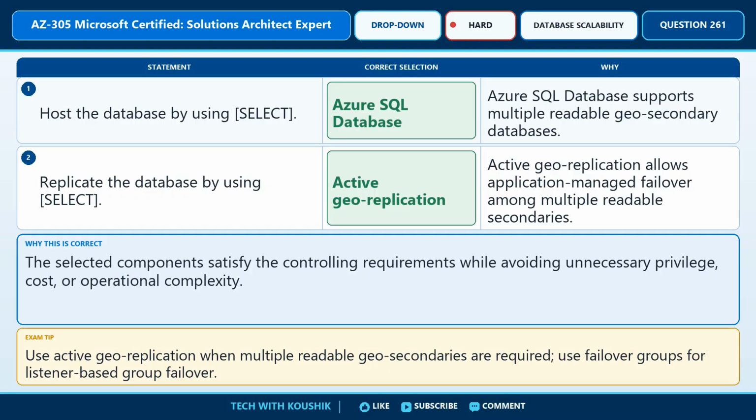For statement 1, select Azure SQL Database. Azure SQL Database supports multiple readable geo-secondary databases. For statement 2, select Active Geo-Replication. Active Geo-Replication allows application-managed failover among multiple readable secondaries. Exam tip. Use Active Geo-Replication when multiple readable geo-secondaries are required. Use failover groups for listener-based group failover.